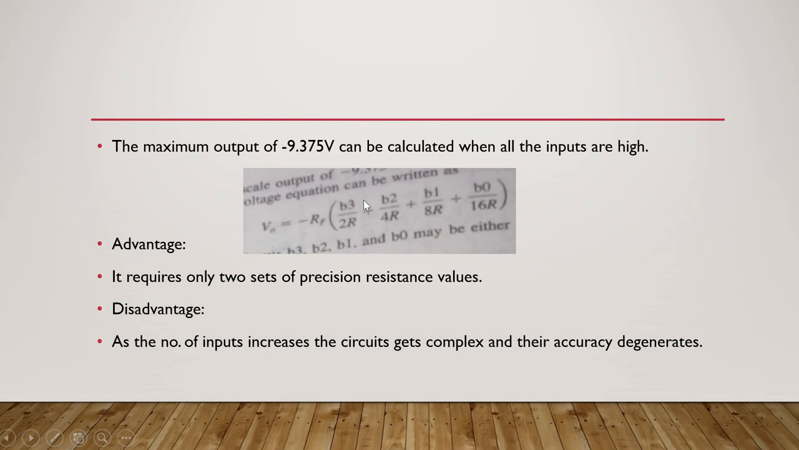Okay, and then when you go to the advantages, what is the advantage compared to the binary weighted DAC? You require only two resistor values, R and 2R. That is one of the biggest advantages. It requires only two sets of precision resistance values. And the disadvantage when you come across this R2R: as the number of inputs increases, of course the resistance value may not be a problem, but the circuit will get complex compared to your binary weighted DAC, and there the accuracy degenerates. This is the disadvantage of the R2R ladder.